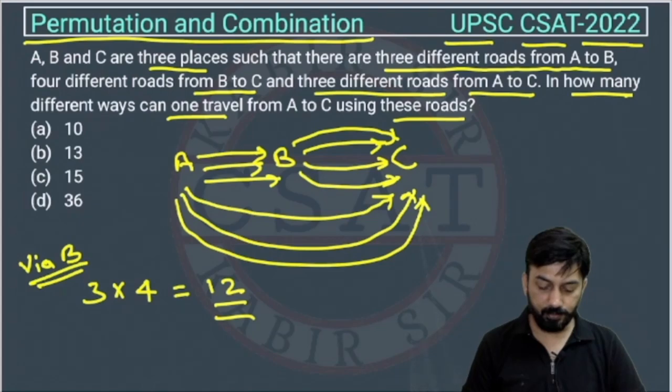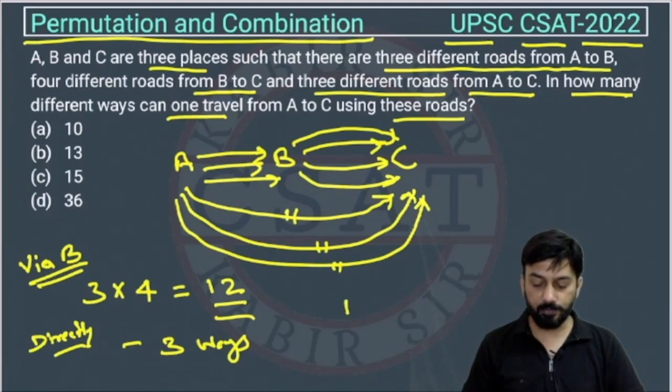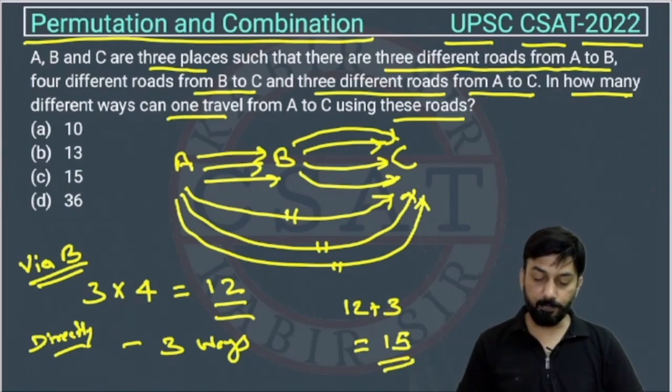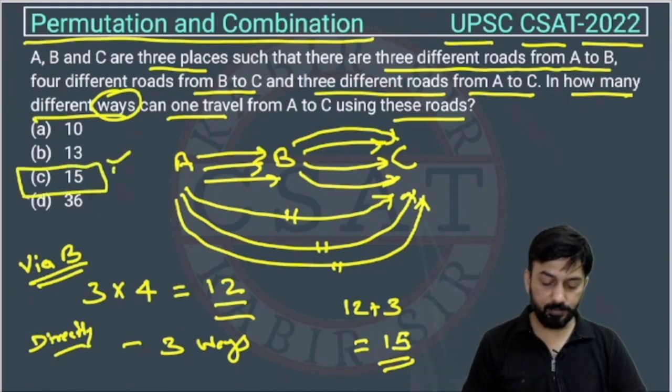There are 3 roads, first, second, third, right? So, directly, how many ways we can go? 3 ways. So, total ways will be how many? 12 plus 3. So, there are total 15 ways from A to C, right? So, we have to find different ways only, right? So, the answer is option C. So, this is the answer.